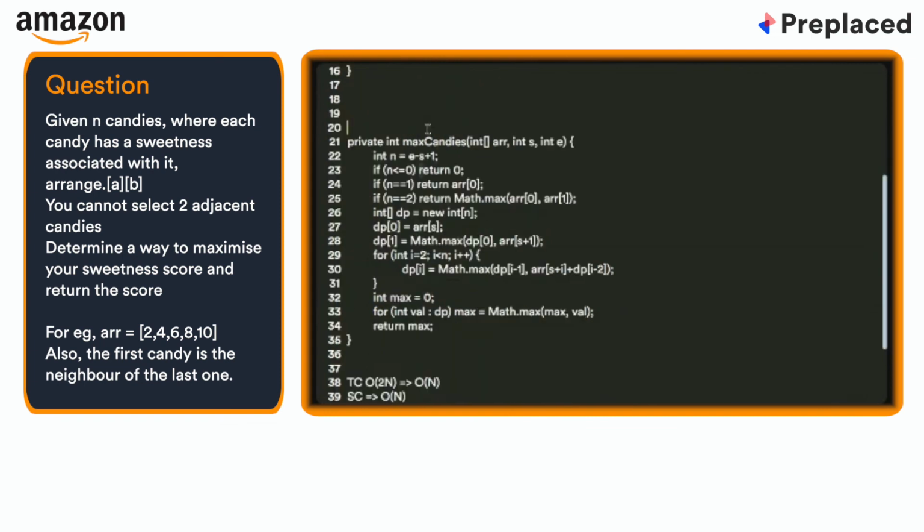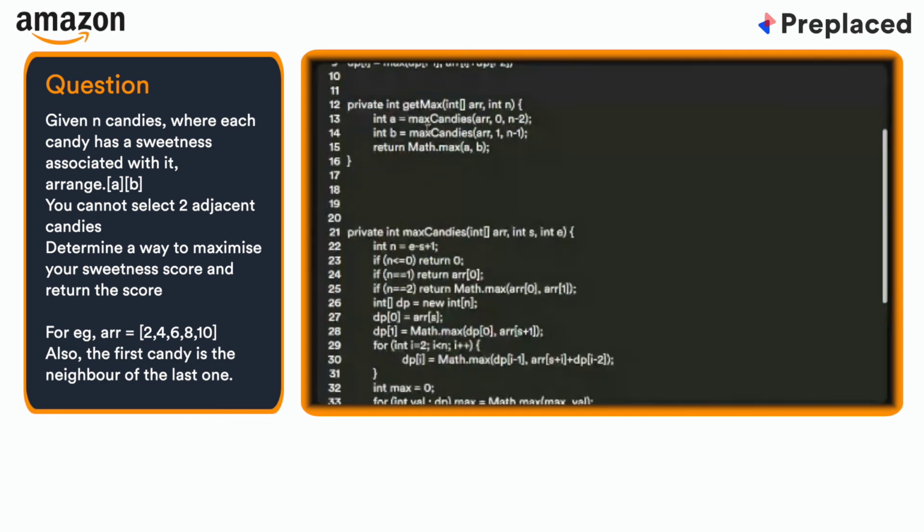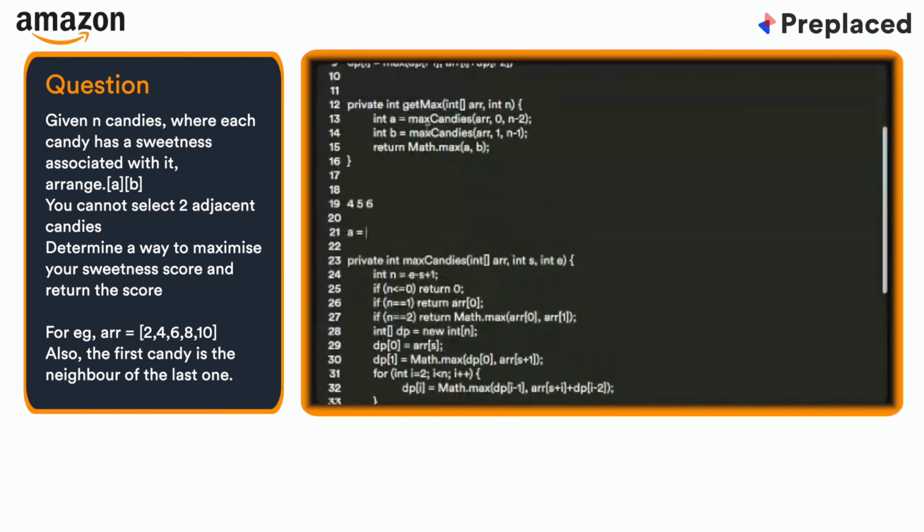If the size is 0, I'll be returning 0. If I have one element, I'll be returning that. If the size is 2, I will be returning either one of them. I have to consider one more case: 4, 5, and 6, right? Say I have only two elements: 4, 5. For variable A, I will be passing max candies, and I will be passing only 4. At that time my n will be 0.